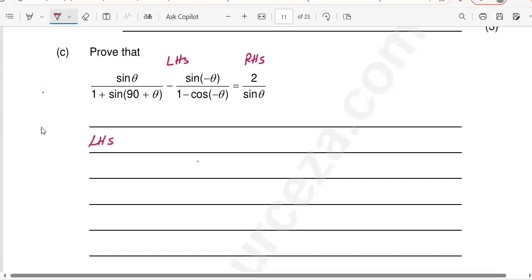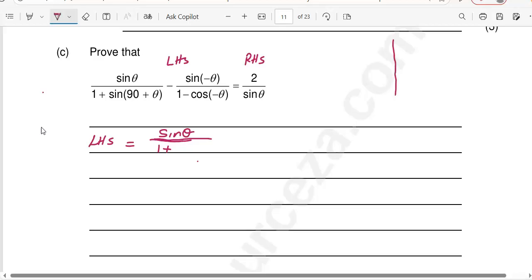Left hand side equals, let's work on this. We know that on top, for the first one, we have sine theta. So I'm going to leave it like that and write this as sine theta all over. I need to change something here. Now I'm going to have 1 plus, let's talk about the sine of 90 plus theta.